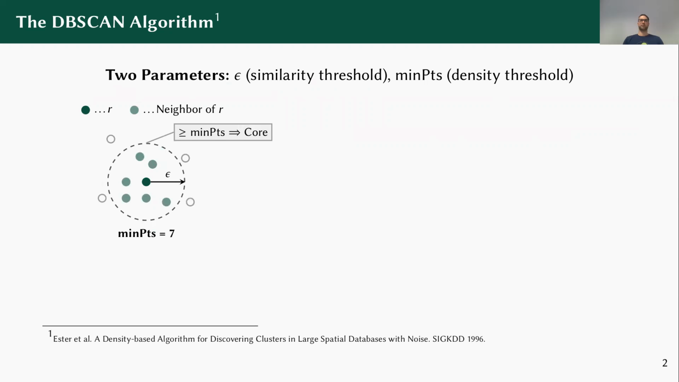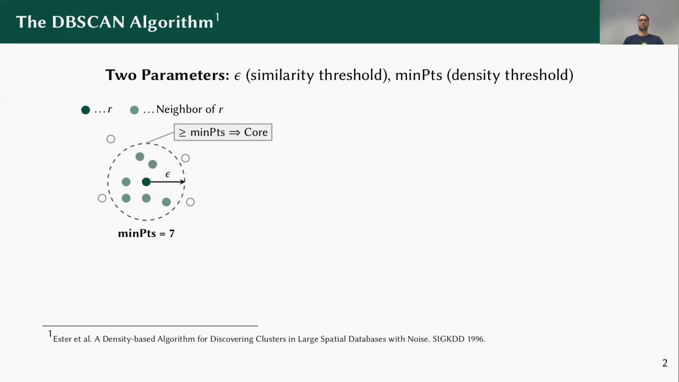One popular algorithm to find clusters based on the notion of density is the DBSCAN algorithm. DBSCAN takes two parameters as input. Epsilon is a threshold that defines the minimum similarity of two sets to be neighbors, and min points is a threshold that defines how many neighbors are required for a neighborhood to be dense. Consider the example on the left-hand side with min points 7. We use epsilon to find the neighbors of our query point R. Since R has 7 neighbors, it is a core point, that is, its neighborhood is dense.